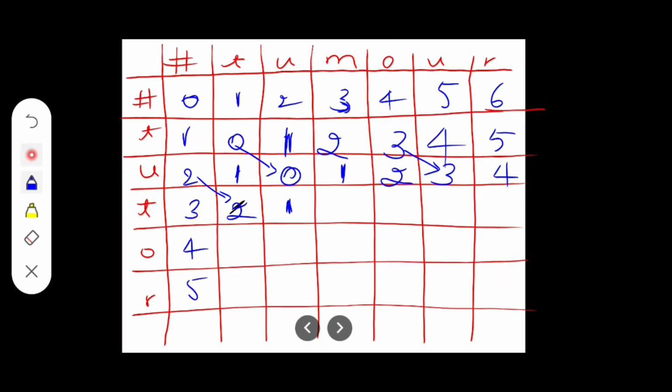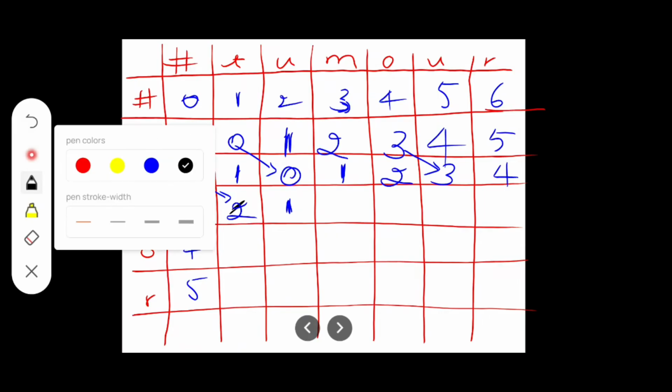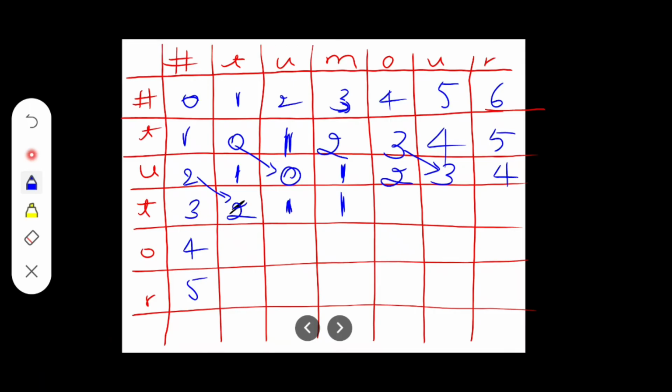T and m are not equal, so I have to fill this box. So I have to take this set and find the minimum element among these elements, that is 1, 0, 1. Which is the minimum element here? That is 0. So minimum element plus 1. The minimum element is 0, and 0 plus 1 is 1.